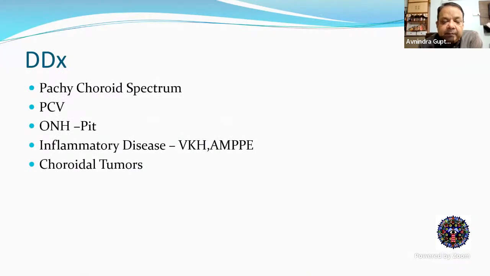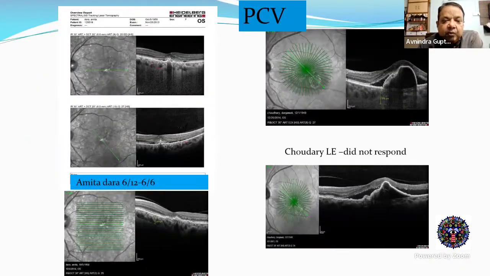Coming to the differential diagnosis, pachychoroid spectrum, this spectrum I'll discuss in detail in a later part of my talk. PCV, optic nerve head pit, and inflammatory diseases like VKH and AMPPE can be confused with central serous chorioretinopathy. Many choroidal tumors also present as subretinal fluid, and you have to distinguish this subretinal fluid from the choroidal tumors.